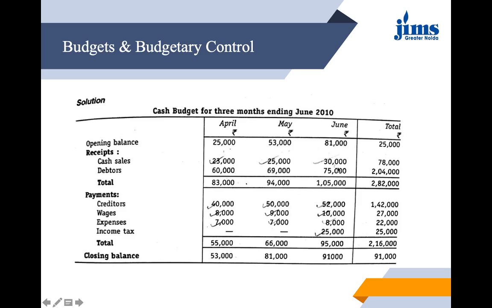Cash sales we can pick out from the 3 years. 25% is cash sales, we know. Then we have debtors. We will be totaling horizontally as well as vertically. Both ways we need to total. Okay. Then further we have payments. We need to subtract them. Creditors, wages, expenses, and income tax. Finally, we need to pick it from the requisite month that we are supposed to, and we can have the closing balances finally, and we can have the total at the end.